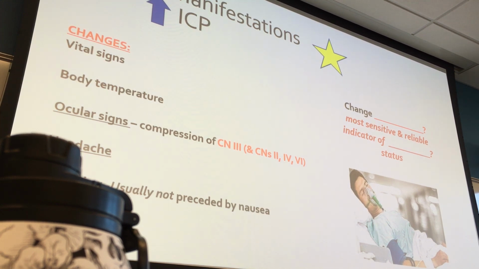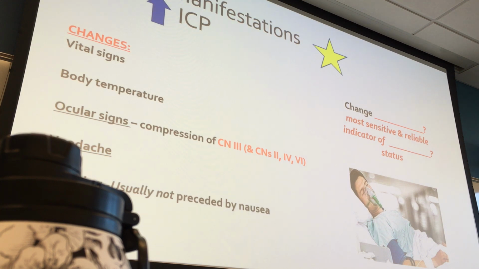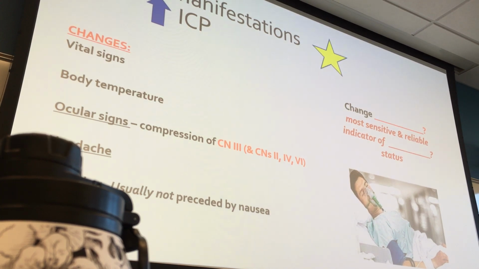These are some of the manifestations that we're gonna be really focusing in on: ICP. This lecture is really about increased intracranial pressure. That's what we're gonna focus on primarily from this point forward. So this is pretty basic. These would be some of the changes that you would see with increased intracranial pressure. What about your vital signs? What would you expect?